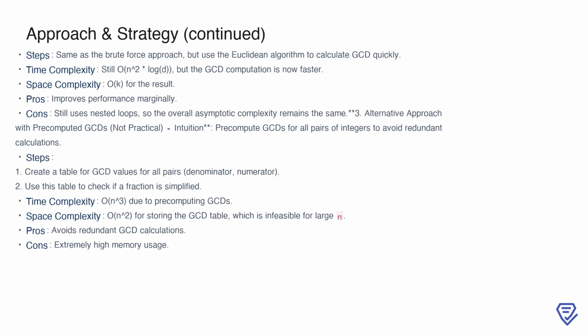The key improvement here is the reduction in the time taken for each GCD calculation, which makes the approach marginally faster. However, the overall time complexity remains O(n squared * log d), as we can't avoid the nested loops to examine all numerator-denominator pairs. Similarly, the space complexity stays O(k) for storing the results. While this optimization improves performance slightly, it doesn't change the asymptotic complexity.